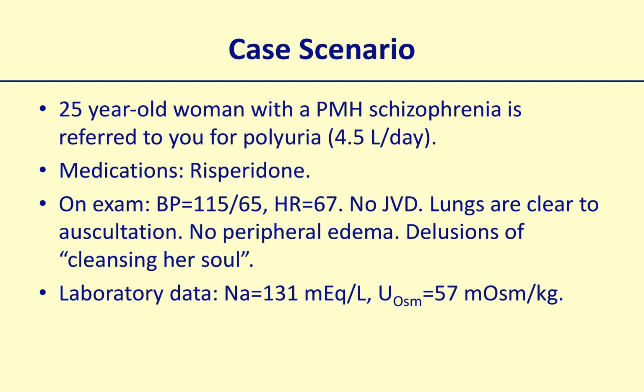On exam, her blood pressure is 115/65, heart rate is 67, there is no jugular venous distension, the lungs are clear to auscultation, there is no peripheral edema, and the patient's psychiatric exam shows delusions of cleansing her soul. The labs show a sodium of 131 and a urine osmolality of 57.